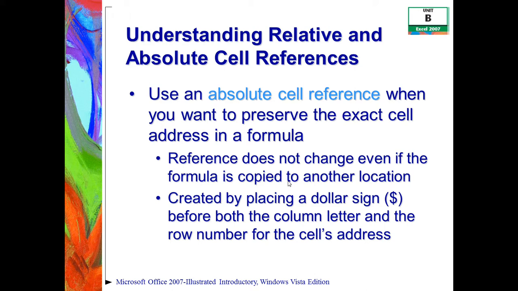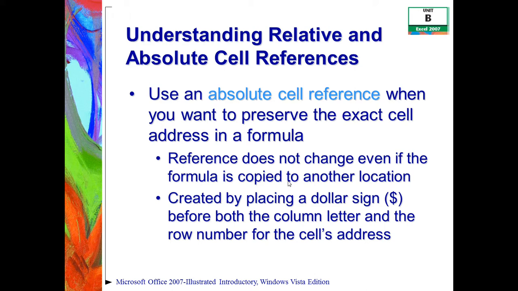So you can either type in the $, or you can use your F4 key on your keyboard. When you're inside of a cell reference, such as B16, and you press F4, the dollar signs are going to be added automatically. And of course, when you have the dollar sign in front of the column name and then the row number, that means that is an absolute cell reference.